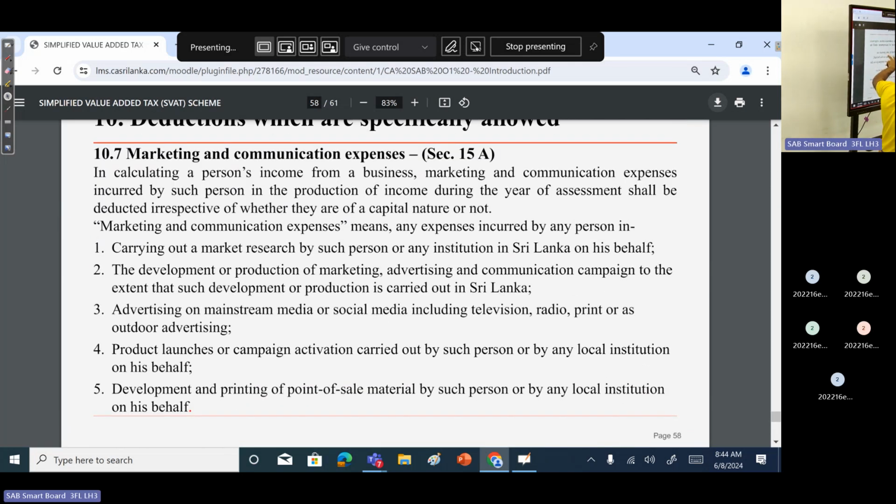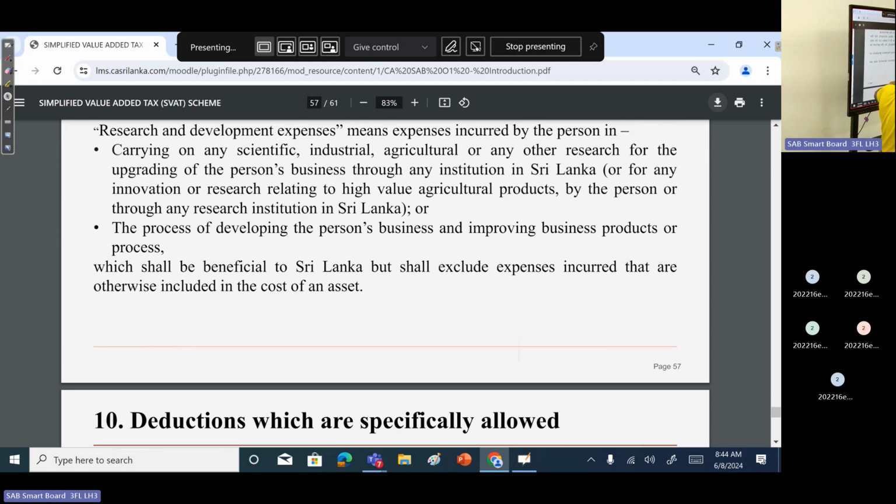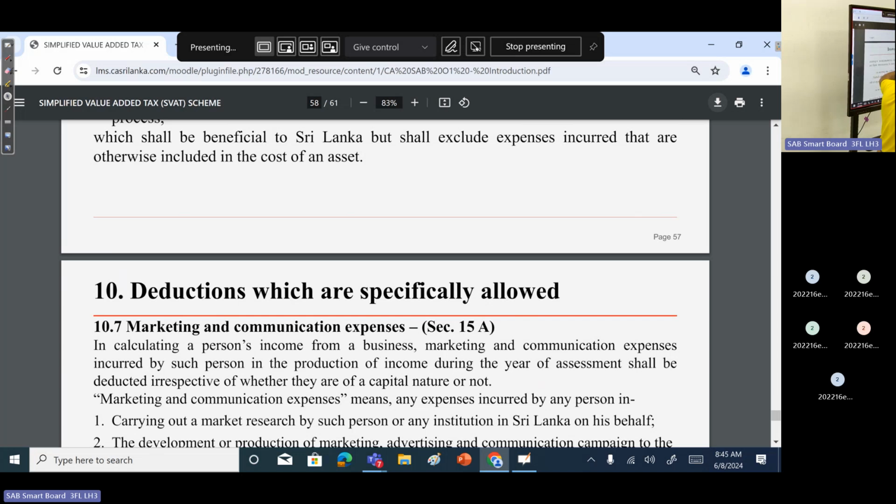Right. So another one says marketing and communication expenditure in calculating personal income. So remember here, in research and development, it says what type of research we can consider. Marketing research is not there. Only product development or process innovation or whatever. That type of research. It says scientific, industrial, agricultural, or any other, for the upgrading of this person's business, to an institution in Sri Lanka. So therefore, that part is addressed under this section.